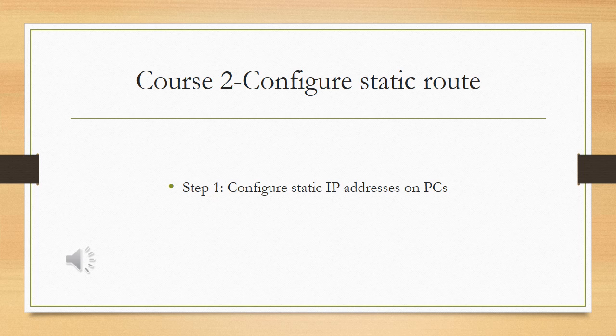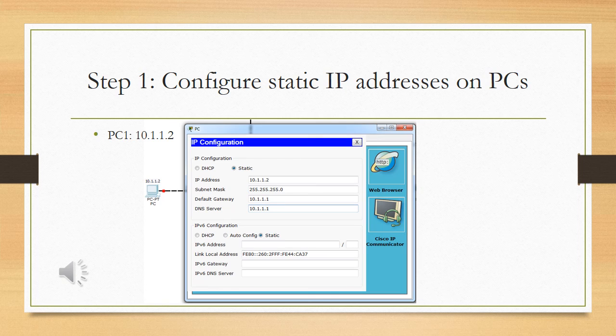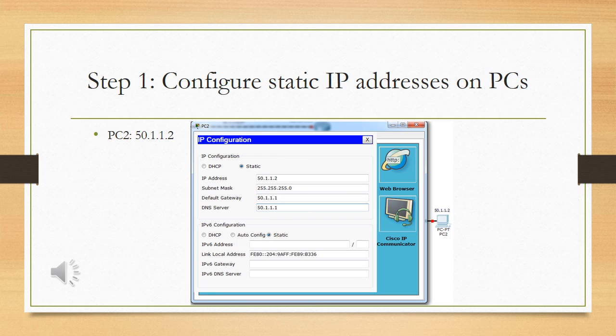The first step we'll do is to configure the IP address on the 2 PCs. For PC1, its IP address is 10.1.1.2. The default gateway and DNS server will be the IP address of the router's interface that it is connected to, which will be 10.1.1.1. And for PC2, its IP address is 50.1.1.2. Default gateway and DNS server is 50.1.1.1.